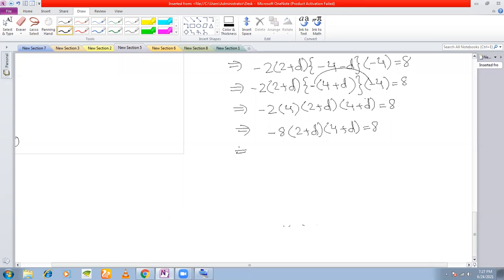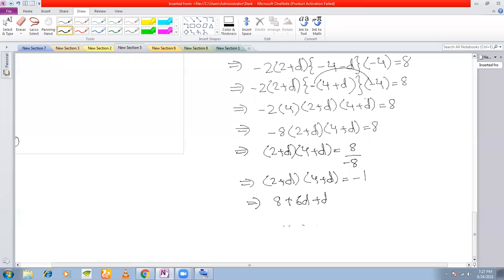That means you get 2 plus D into 4 plus D is equal to 8 by minus 8, which is minus 1 actually. 2 plus D into 4 plus D is equal to minus 1. Now you multiply this, you get 8 plus 6D plus D square is equal to minus 1. Now you express this as a quadratic in D.